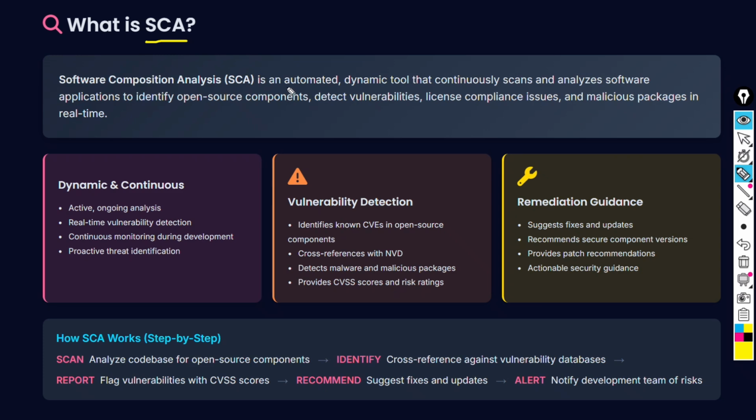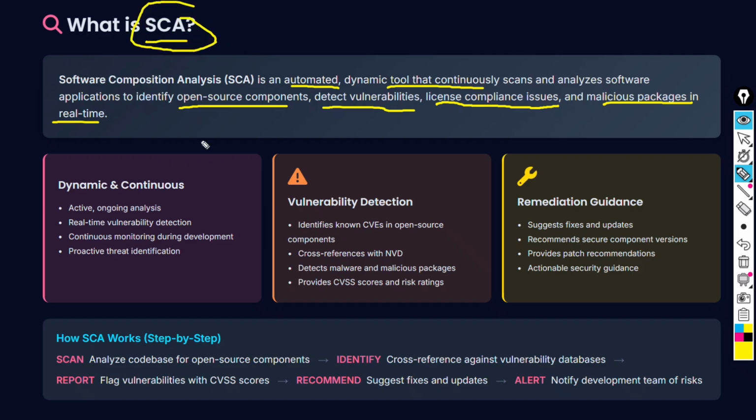Software composition analysis is an automated, dynamic tool that continuously scans and analyzes a software application. It helps to identify open source components, detect vulnerabilities, license compliance issues, and malicious packages in real time. So that is exactly what SCA was.